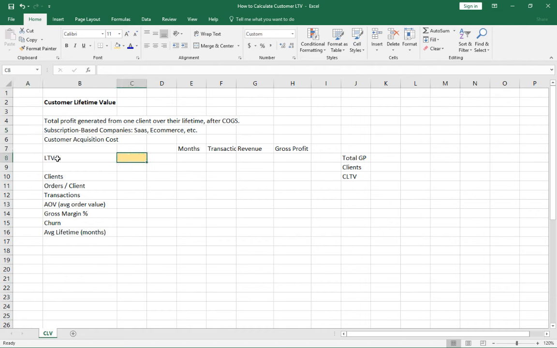So I have this set up here, LTV, the customer lifetime value. You need certain assumptions to calculate this. You need clients, and let's say we have 730 clients. I'm going to put this in blue. Any assumption in a financial model, we always put in a dark blue.